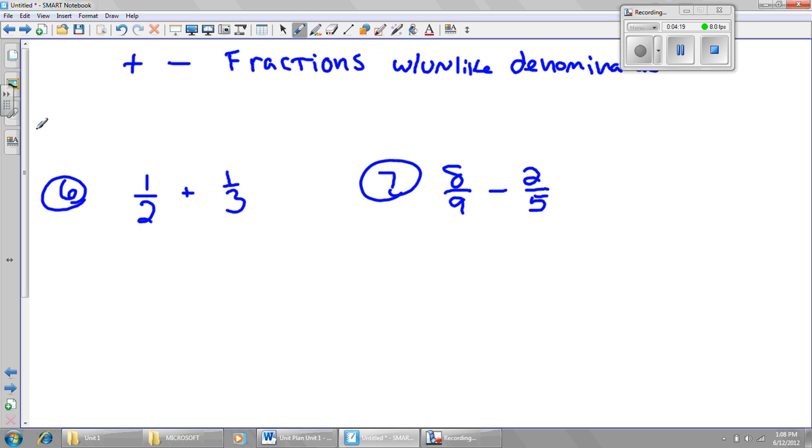Okay, let's talk about adding and subtracting fractions with unlike denominators. Well, here's what I'm going to do. I'm going to count by the larger of the 2 denominators. In problem number 6, it would be 3.